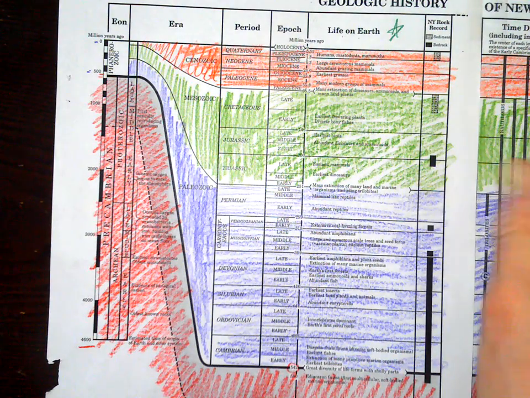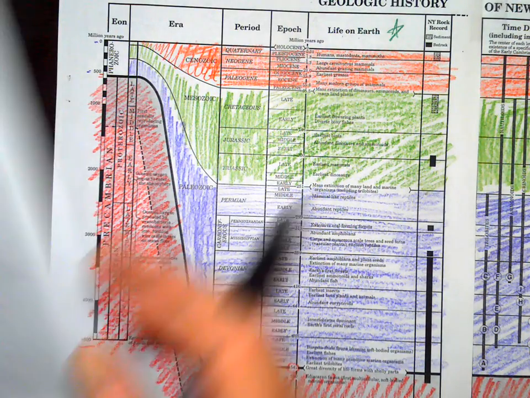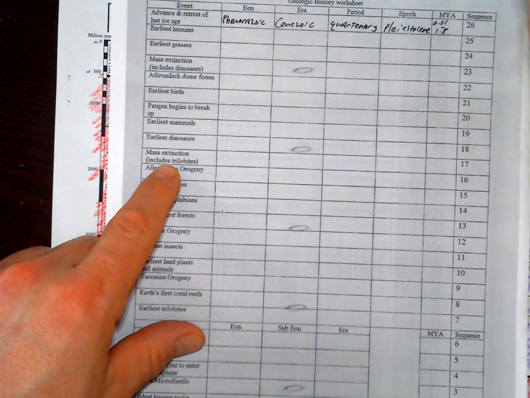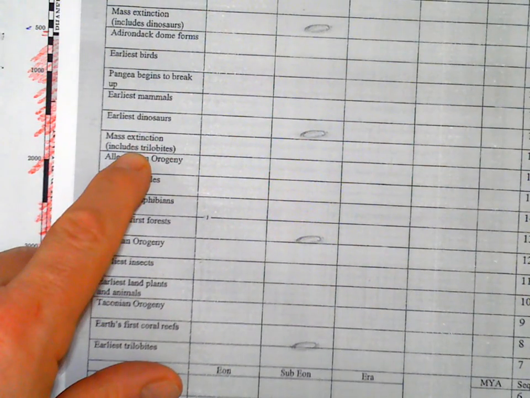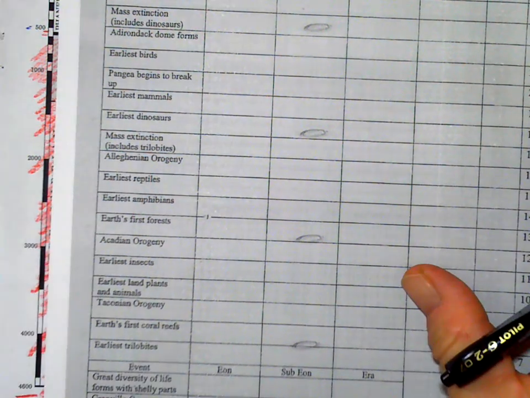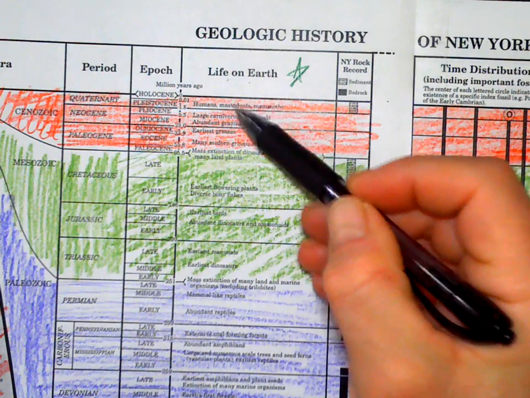All right, so I want to do one more event on here, and I'm going to do a real simple one. I'm going to do the mass extinction of the trilobites. Okay, so that sounds like a biologic, right? Trilobites are organisms. A mass extinction is the death of all those organisms. So I'm not going to go to my geologic. I'm going to go to my life on Earth. And I'm going to find my way down. Now I know where it is.